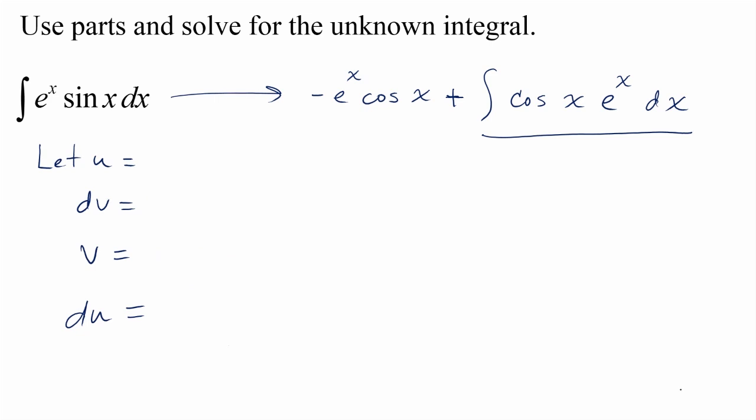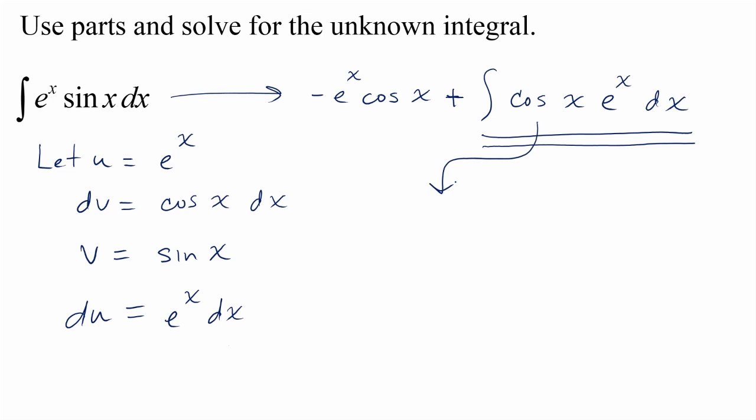Using the LIPET strategy, we will let u be e to the x. dv would be cosine x dx. v would equal sine x. And du would be e to the x dx. So again, we will use integration by parts a second time, and I'm simply going to evaluate what this integral would be, and then I'll make the substitution. So just this integral, using integration by parts again, is u times v, so that would be e to the x sine x.